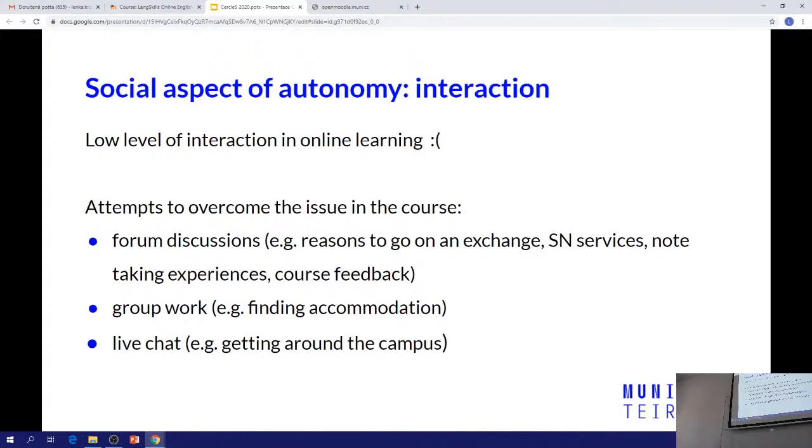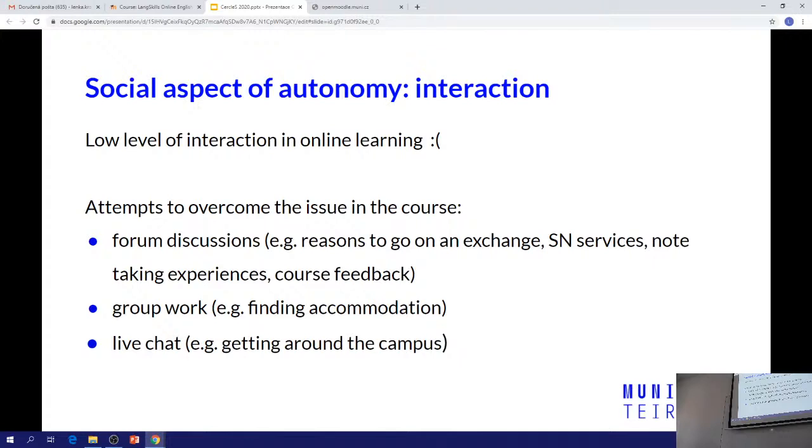And I mentioned the social aspect of autonomy, and this is actually the biggest problem in online learning, the lack of interaction. So these are the ways how we tried to overcome the problem. We included forum discussions, which must not be directed by the teacher. It's a space for the students where they share their personal experiences. So again, this would be very relevant to them and hopefully actually support them to take part.